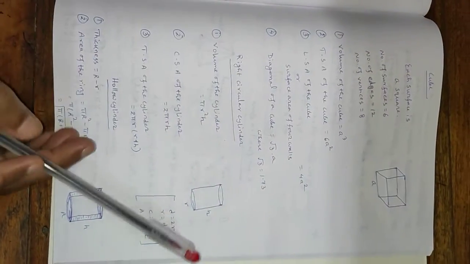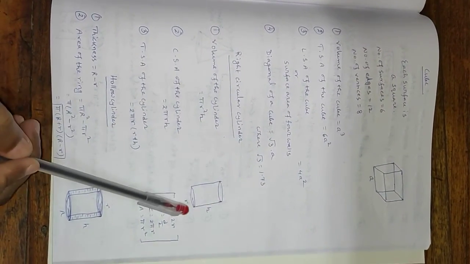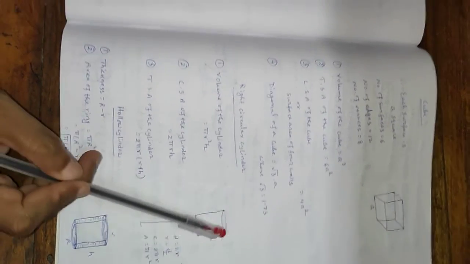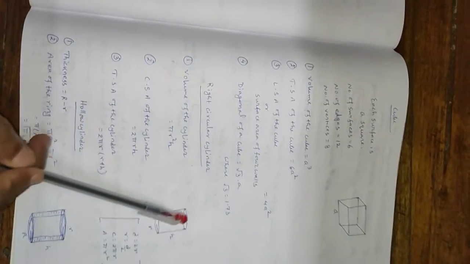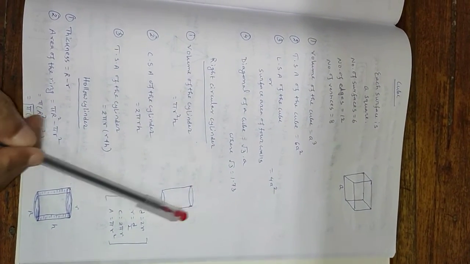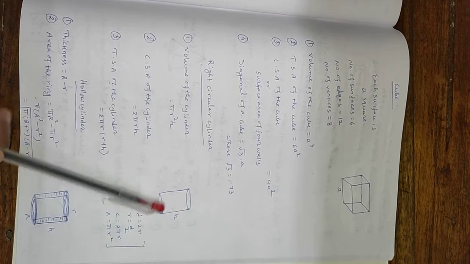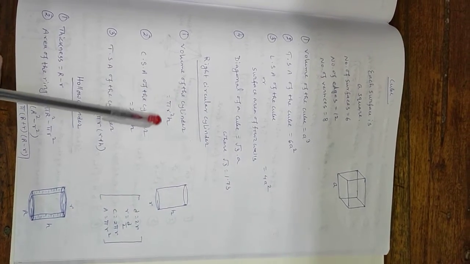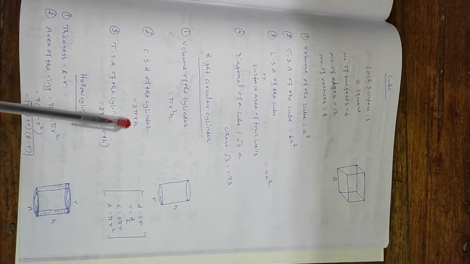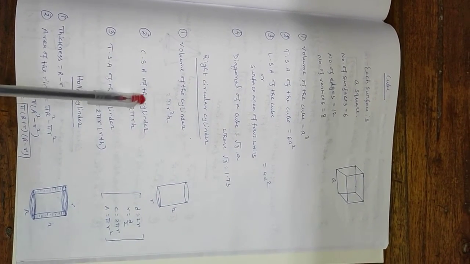Now the next figure, right circular cylinder. For a cylindrical body, it has 2 plain circular bases and the remaining part is curved only. Both the circles are parallel to each other. Since a circle is there, radius will be there obviously, and that is the height of the cylinder. So first formula, volume of the cylinder, pi r square h. Second formula, CSA of the cylinder, 2 pi r h. CSA means only curved surface area.